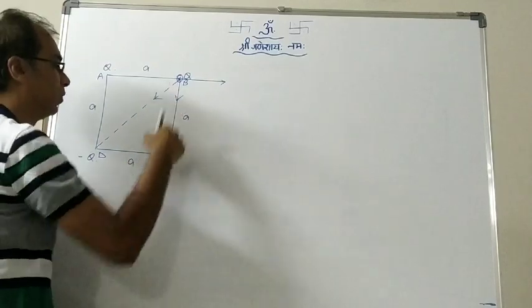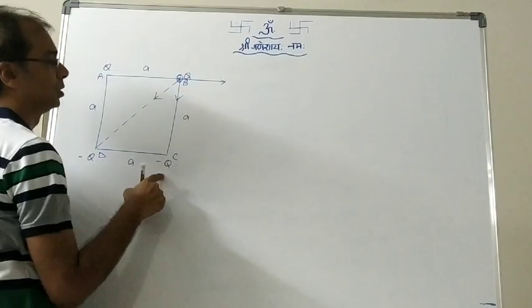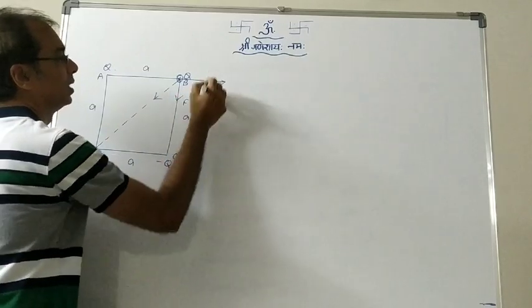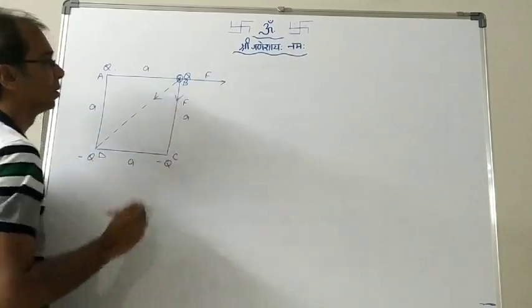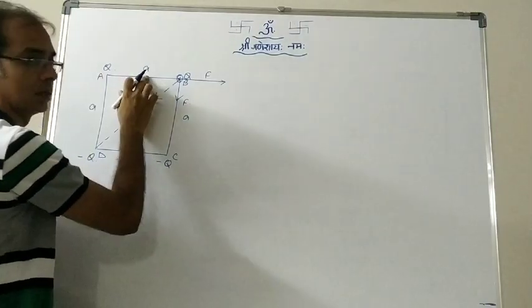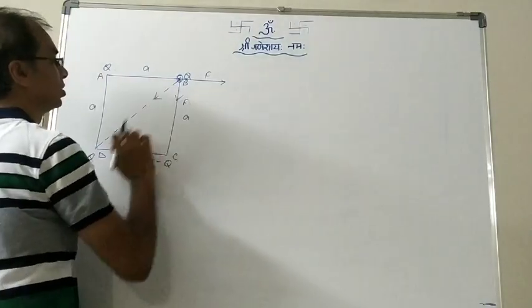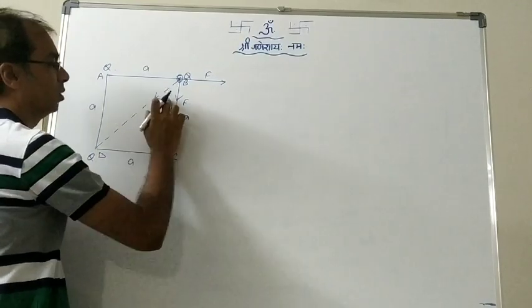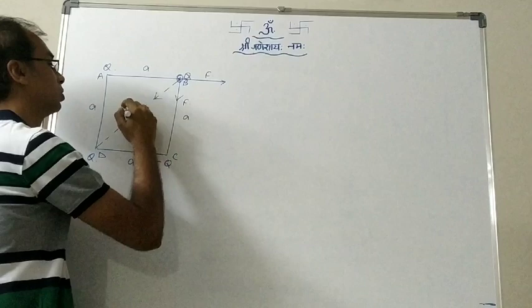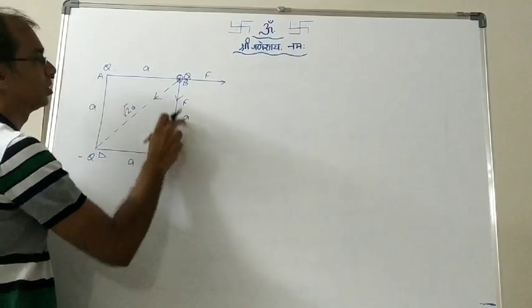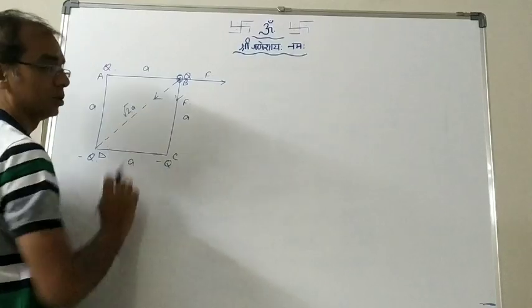If the force between these two Q's, when the separation is A, is F, then this is also F, because here also the magnitude of the two charges is Q and the separation is A. What about this force here? Is the separation also A or different? Here the separation is root 2A.